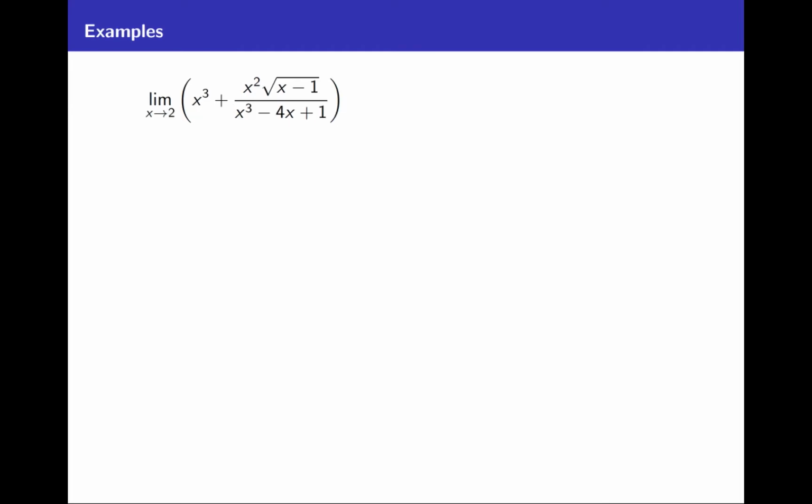So a few examples. Here we have the limit as x approaches 2 of (x cubed + x squared times the square root of x minus 1) divided by (x cubed minus 4x plus 1). In working this out, you'll notice that we're taking the limit as x approaches 2 of the sum of two functions. So we can apply a limit law there, the very first limit law from the previous slide, to break this up into the sum of two limits, as indicated here.